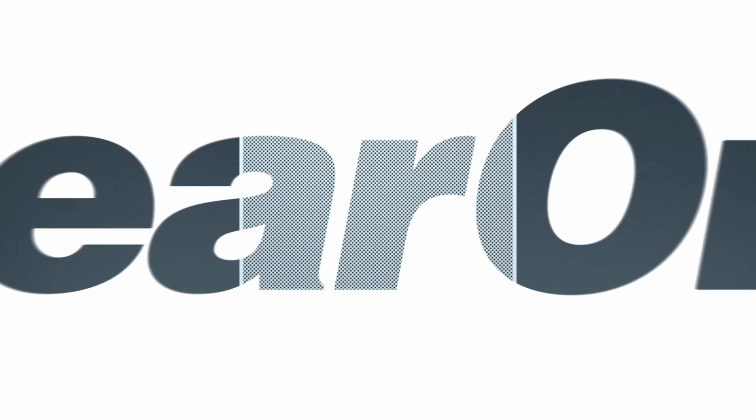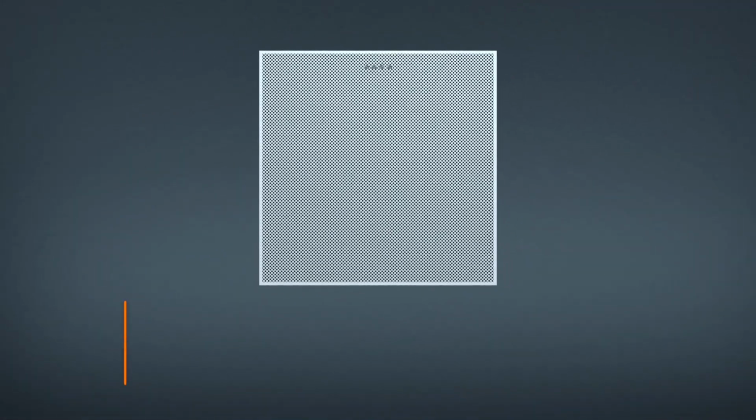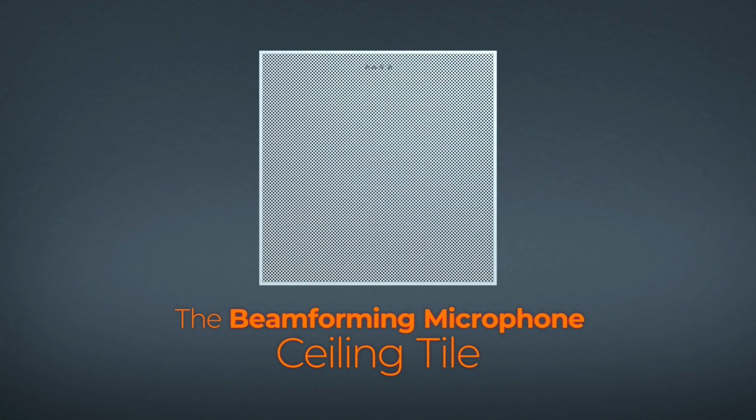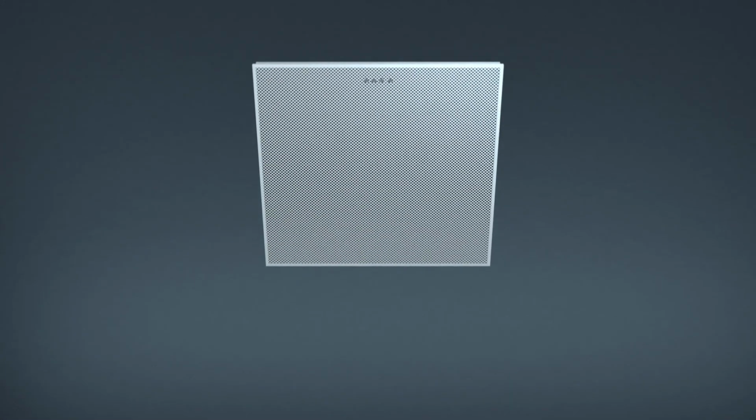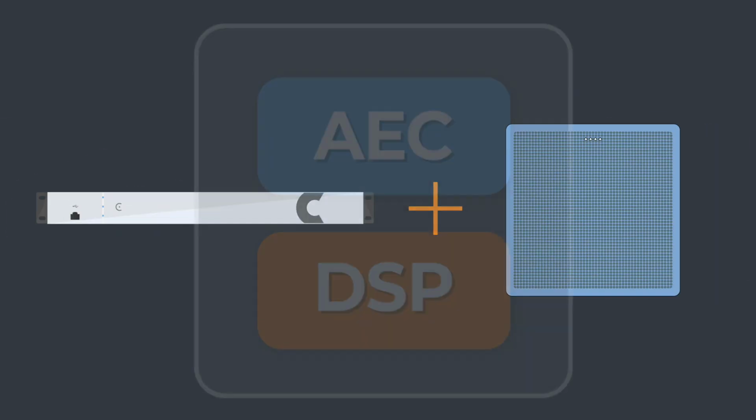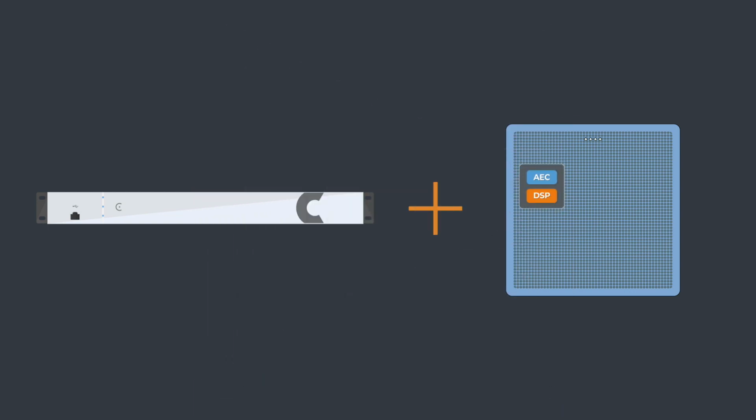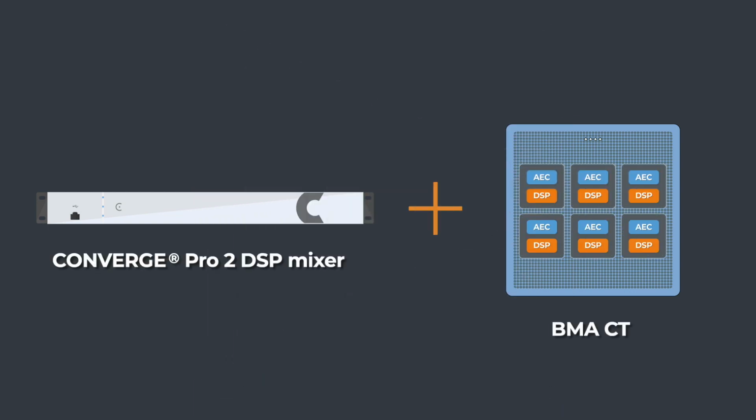Introducing the next generation in beamforming technology from ClearOne, the BMA CT. Ensuring a consistent sound from all meeting participants, ClearOne's patented technology continues to lead the industry. With built-in signal processing, it works seamlessly with our Converge Pro 2 DSP mixer, providing the simplest and most integrated conferencing solution.